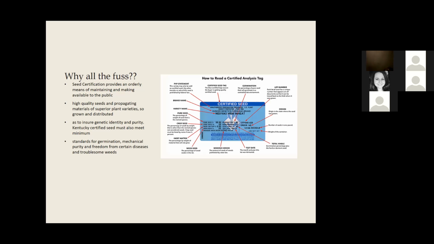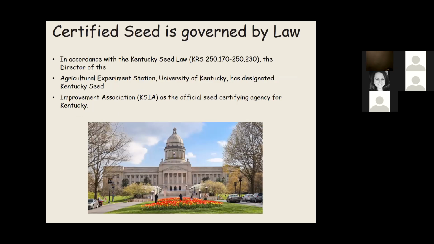Next slide. Actually, certified seed is governed by law. It's in accordance with the Kentucky seed law, and it's a KRS law. So you can see that right there. The director of the Agriculture Experiment Station, the University of Kentucky, has designated Kentucky Seed Improvement Association as the official seed certifying agency for Kentucky.